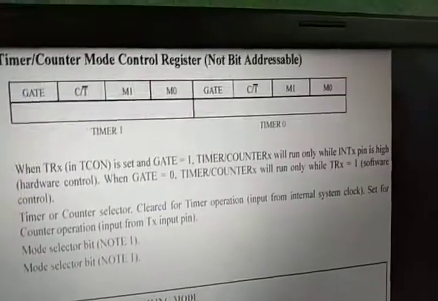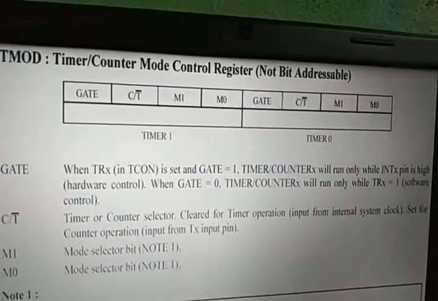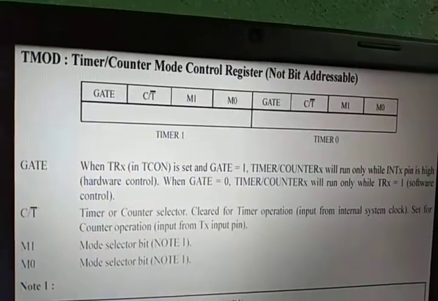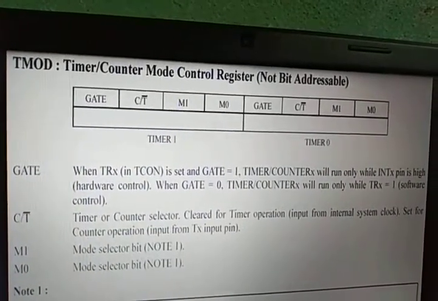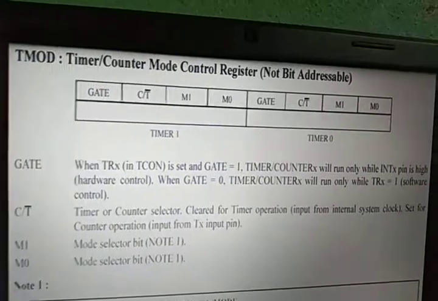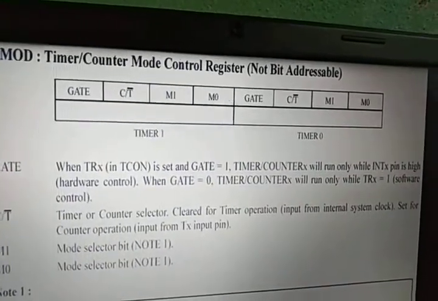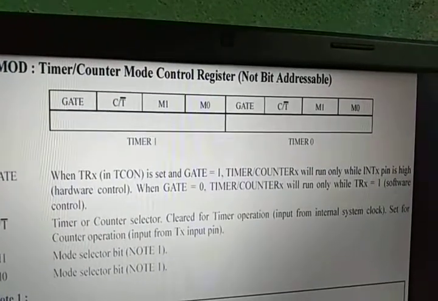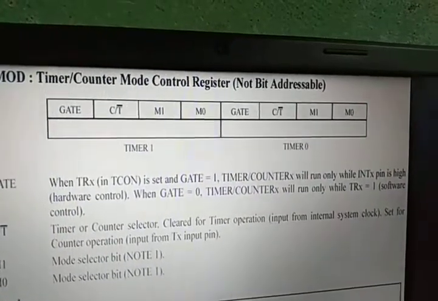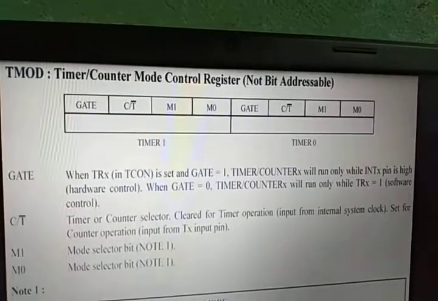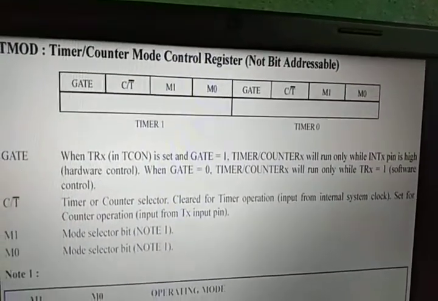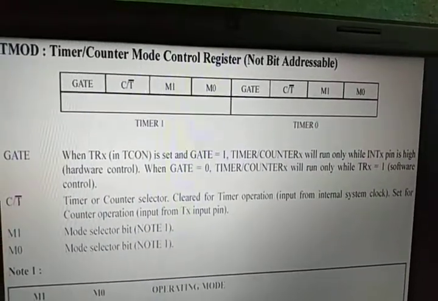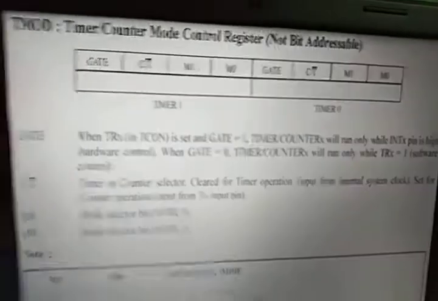One is the TMOD, timer mode register, and the other one is TCON, the timer control register. So coming to the format of the TMOD, it is an 8-bit register. The first 4 bits are used for timer 0 and the last 4 bits are used for timer 1. And for each timer, the 2 bits M0, M1 tell what is the mode of operation for the timer, and the C/T bit tells whether it is used as a counter or timer, and the gate signal tells when the input is going to be recognized.